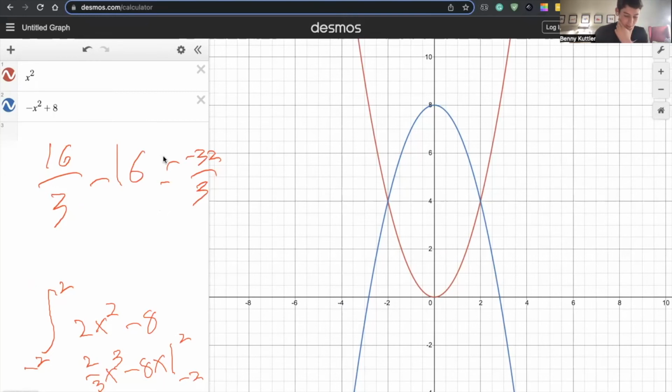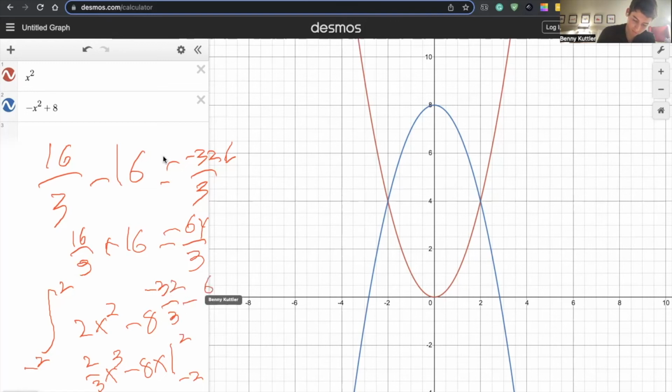So you do that, and then minus the value at negative 2, which is going to be, again, 16 over 3. And this time it's plus 16. So this is going to equal 16 plus 48 is 64 over 3. And now we have to do final minus initial. So actually this was our final, that was our initial.